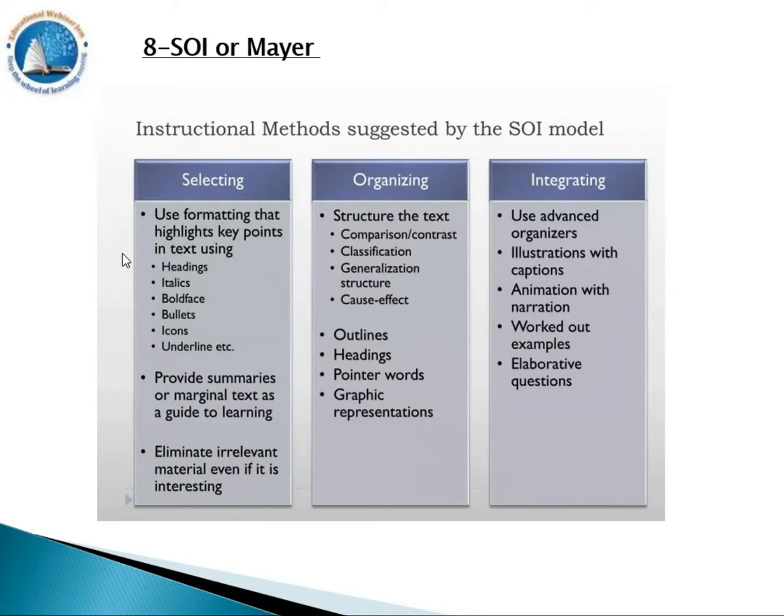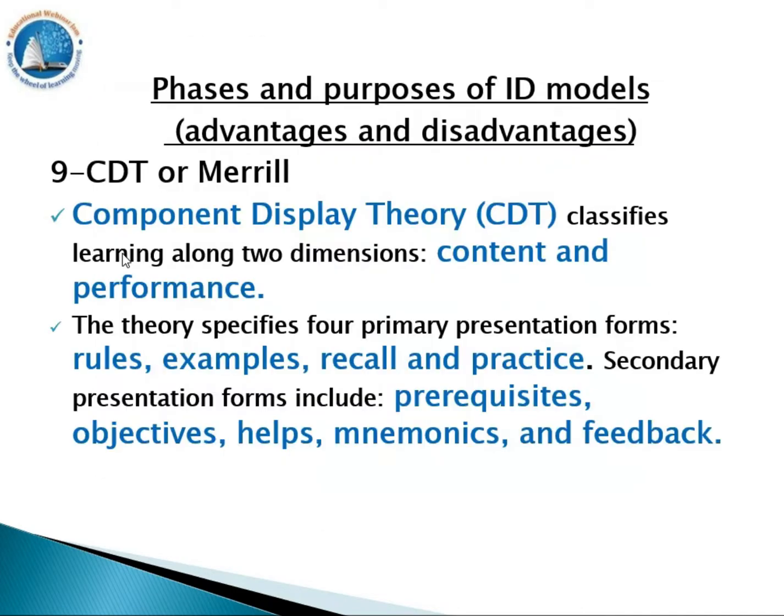CDT, or Merrill's component display theory, is another model. It classifies learning along two dimensions: content (fact, concept, procedure, and principle) and performance (remembering, using, and generality). The theory specifies four primary presentation forms: rules, the expository presentation of a generality; examples, the expository presentation of instances; recall, the inquisitorial generality; and practice, the inquisitorial instance.